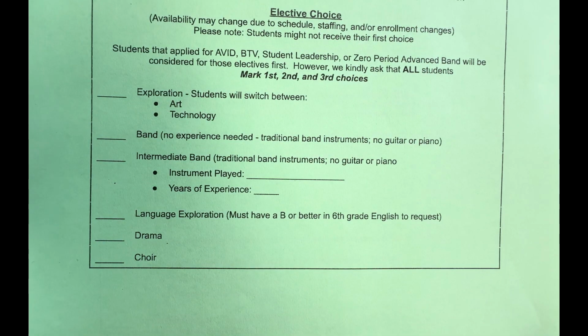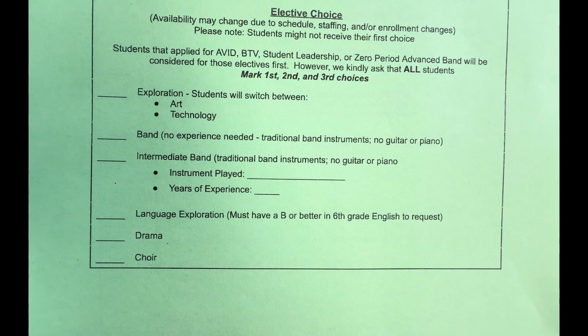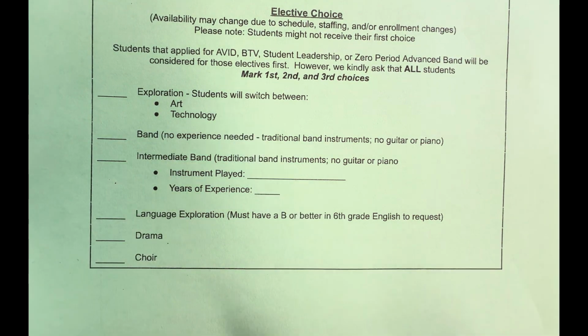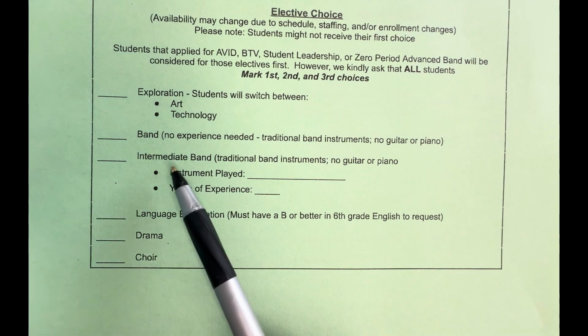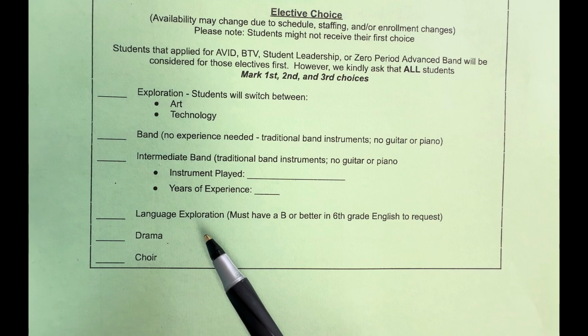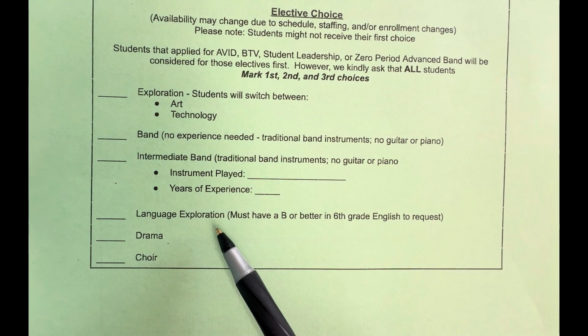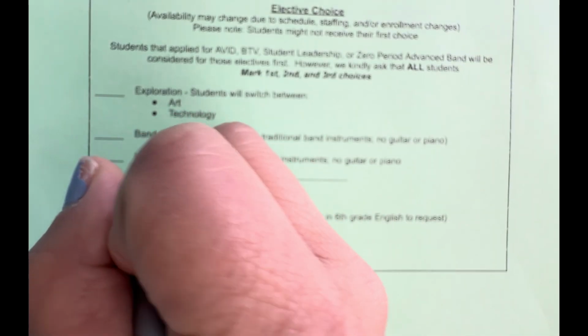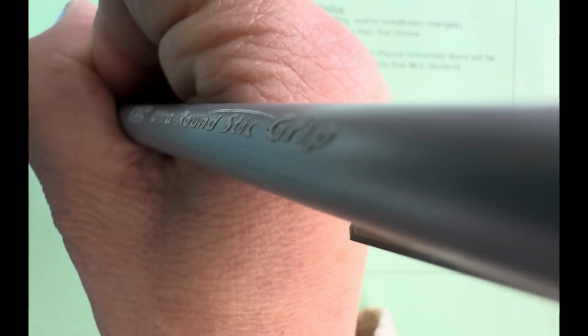My 7th grade ambassadors, you too will have some choices for your electives. For you, you can choose exploration, which will switch between art and technology, band, intermediate band. We have a language exploration for those of you who are interested in taking a foreign language, drama, or choir. Again, it's important that you fill out your first, second, and third choices.